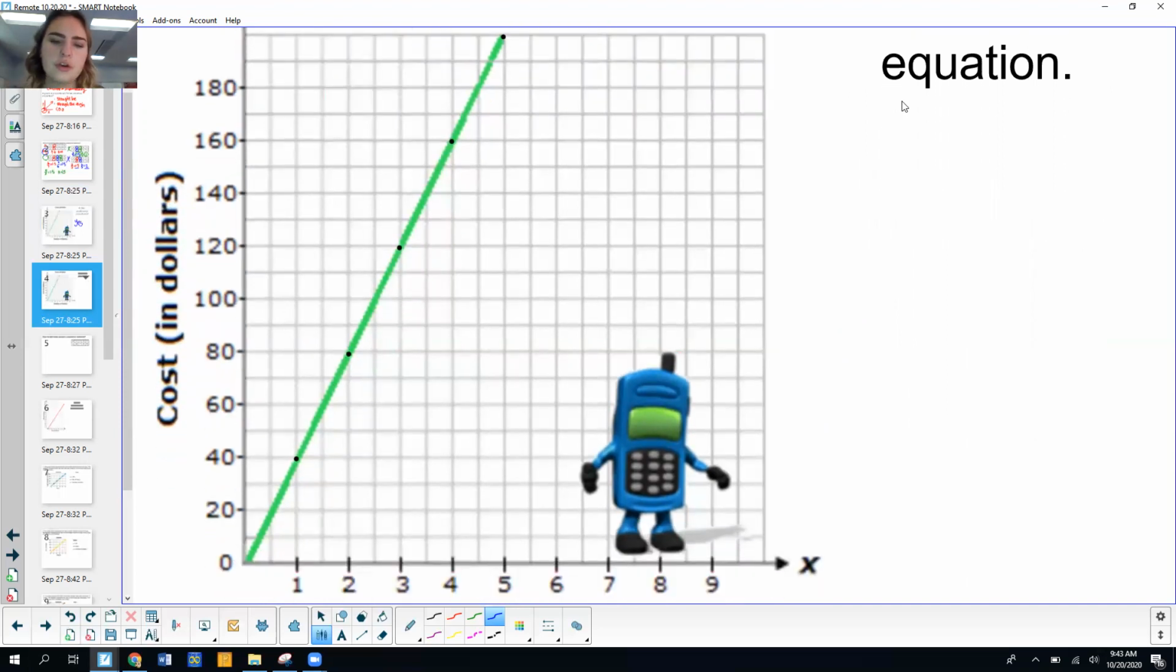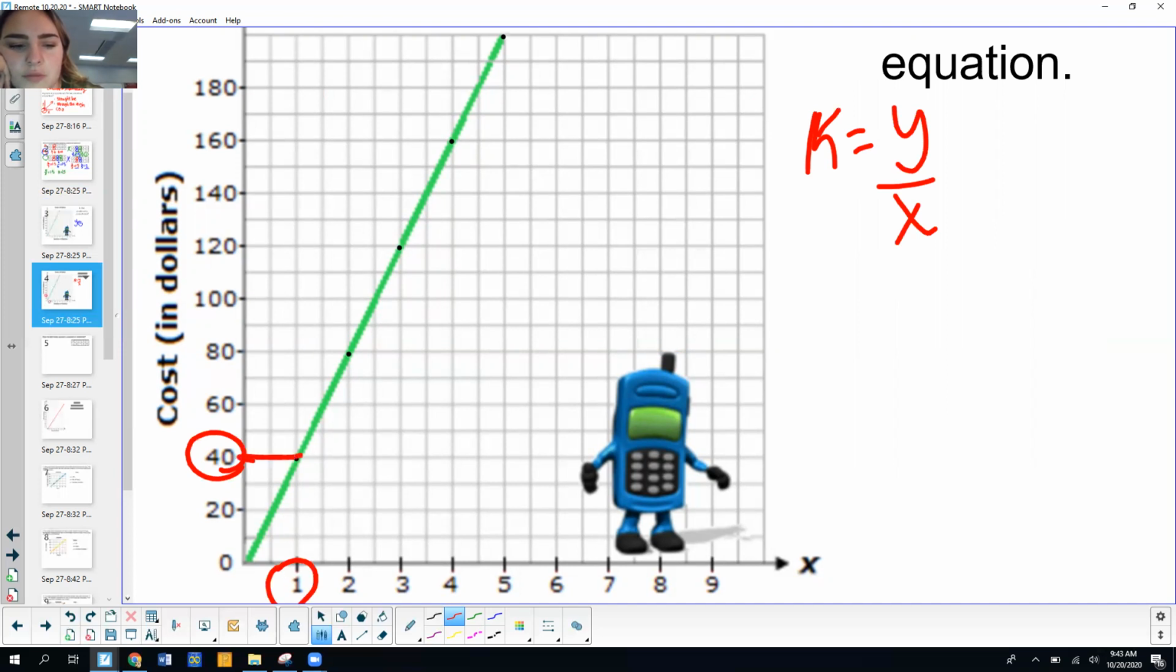Write the equation. Since it is proportional, we should be able to take this graph and write a k equals y over x formula equation. So k equals y divided by x is going to be our formula format. I'm noticing I've got 40 and 1, so that's where these 2 points meet. I have also got 2 and 80. So I'm going to use those to start to figure out my constant of proportionality.